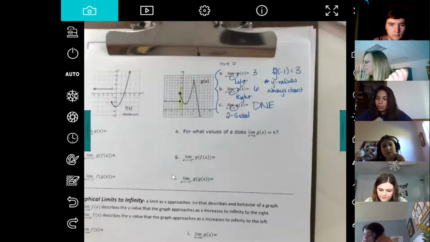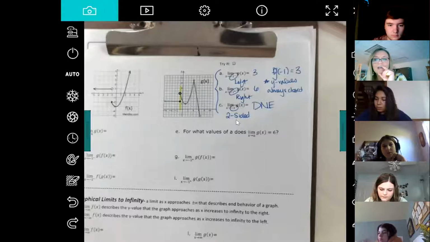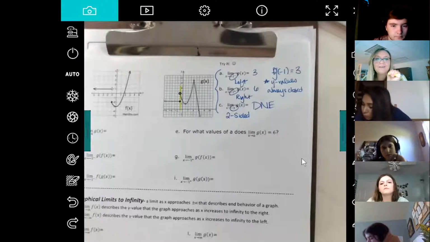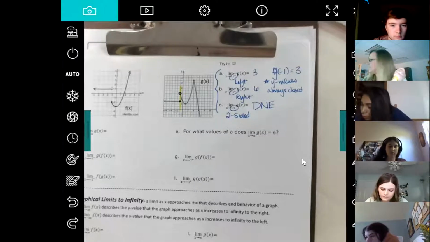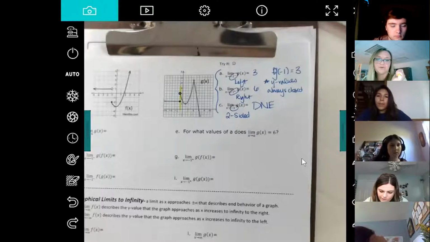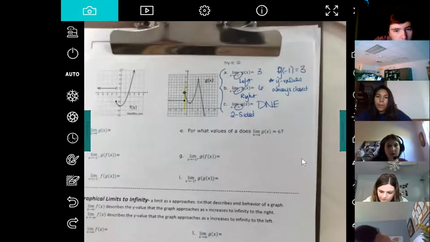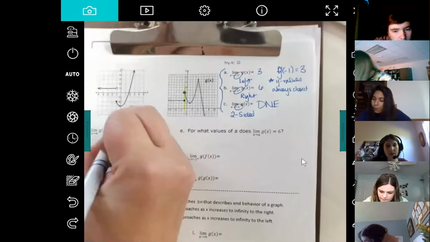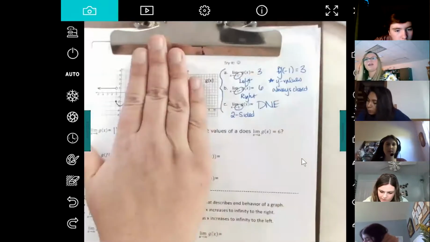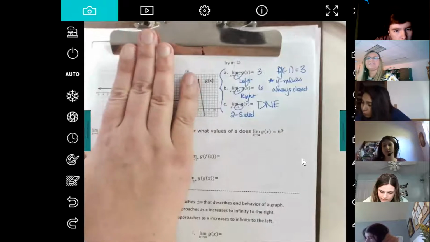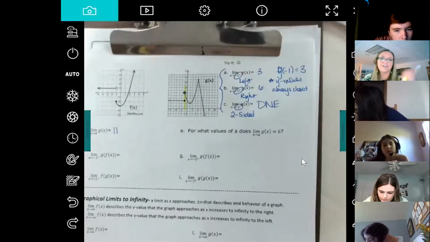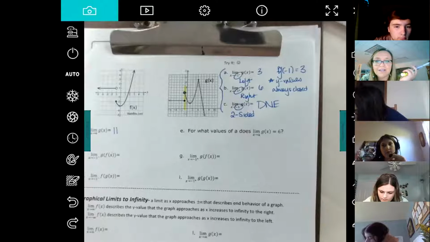Let's do the limit as x approaches 4. That is a two-sided limit. I'm going to randomly call on you, so get ready to unmute yourself. Amelia, what is the limit as x approaches 4? Would it be 11? It would be 11. Very good. Because as I look from the left and I look from the right, I can see that height is basically the same on both sides. Very good.